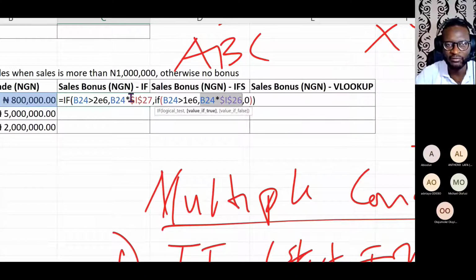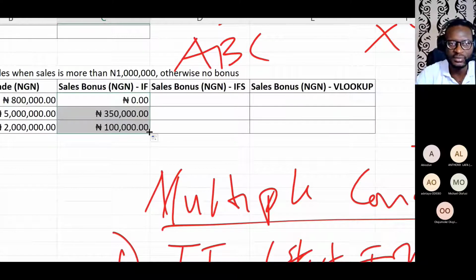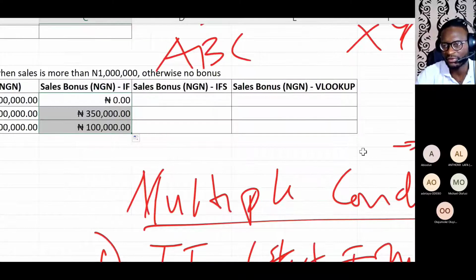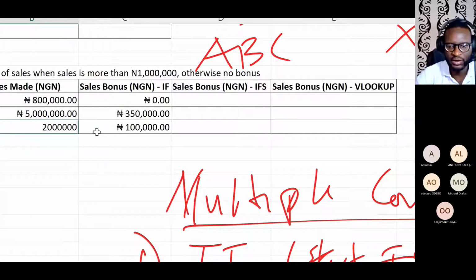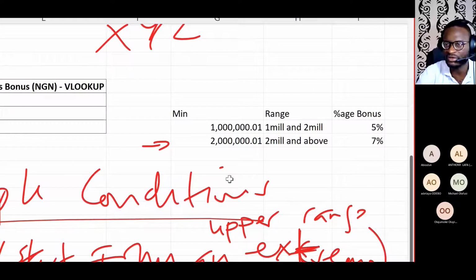The number of ifs you will have will be equal to the conditions minus 1. So this is it now. If I drag this down, we can go test it. When we are at 2 million, you see, you're still getting 5% because 2 million is not above. But now if I change this to 2 million point 0.110 naira, you see that this person is now getting 7%, right? So it's working according to the conditions we have here.